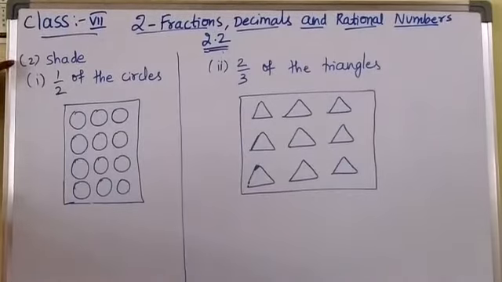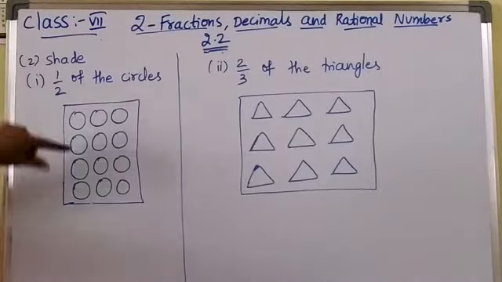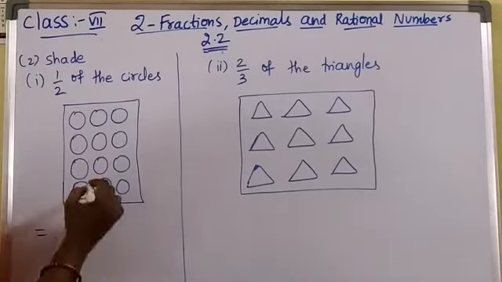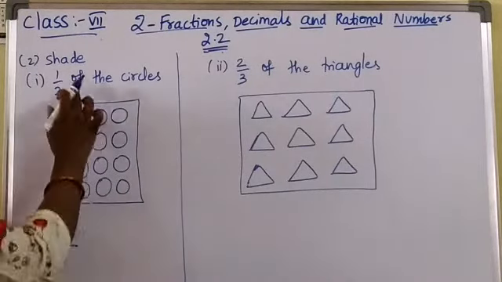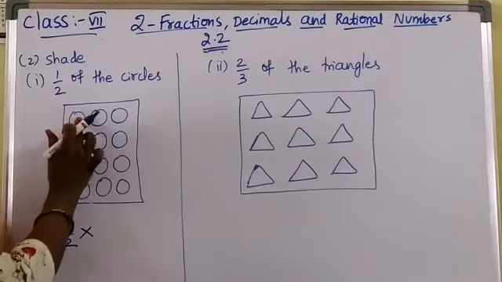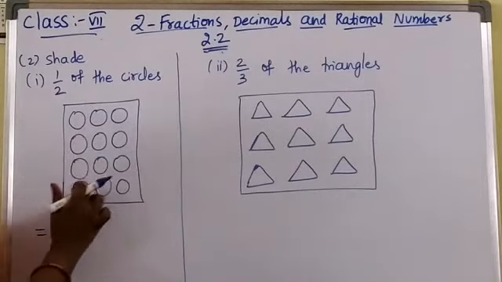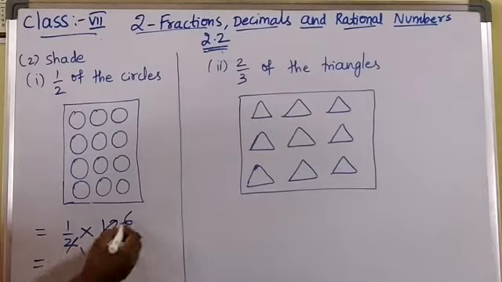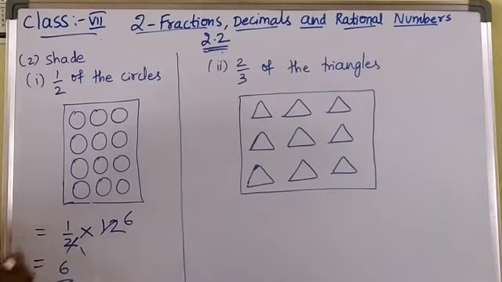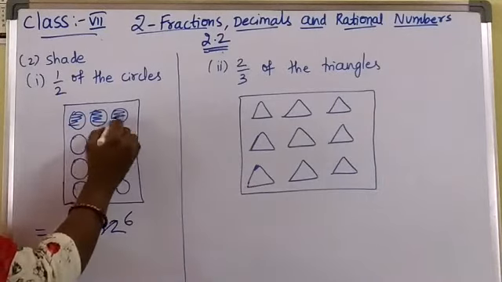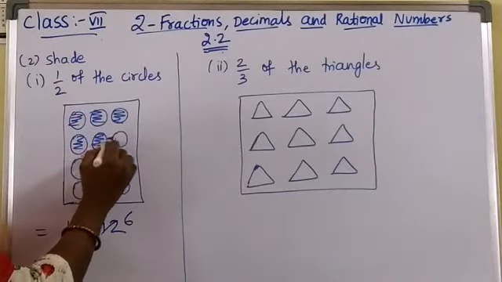Coming to second question, shade 1 by 2 of the circles in this box. They are asking you to shade half of these circles. Here 1 by 2, half is what? Into. How many circles are there in this box? 1, 2, 3, 4, 5, 6, 7, 8, 9, 10, 11, 12. 12 are there. Now when you do cancellation, 6 1s are 6, 2 1s are 2, 2 6s are 12. So how many circles you have to shade here? 6. So 1, 2, 3, 4, 5, 6.